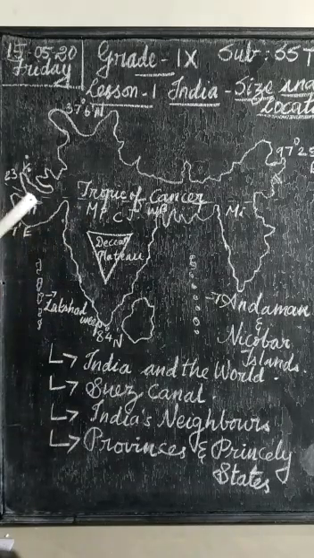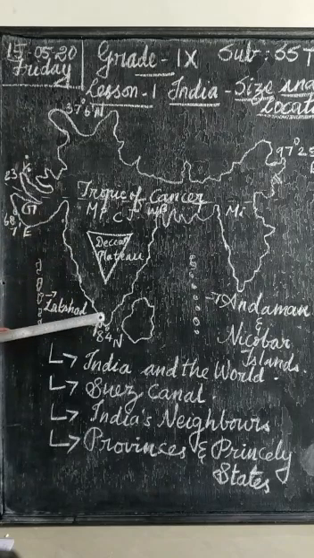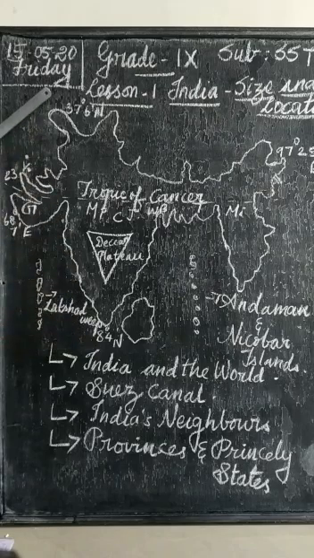Let us recall the size and location of India. See, what do you know about India? India is located in the northern hemisphere. It is situated in the southern part of Asia. Thus, it has a favorable location with respect to international trade and commerce. See, the mainland of India extends between 8 degree 4 minute north to 37 degree 6 minute north. This is the latitudinal extent of India.